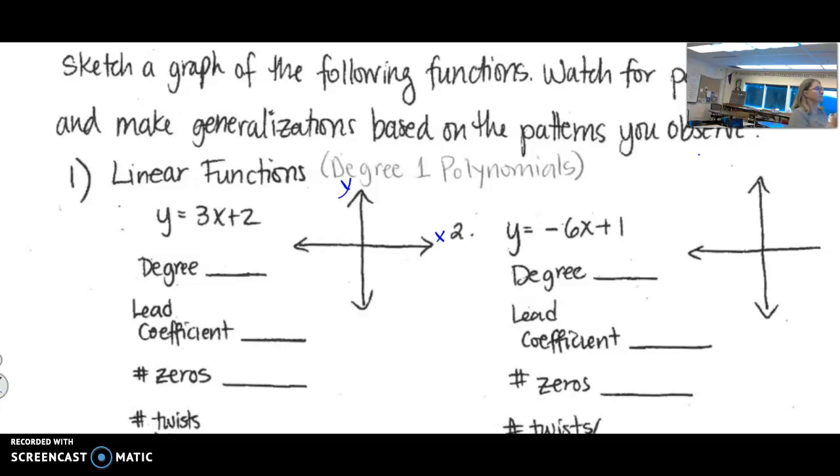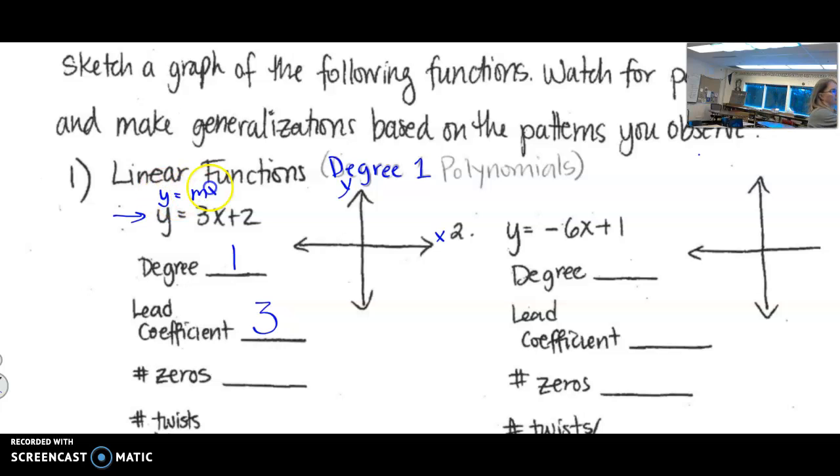So this first function right here, y equals 3x plus 2, is linear. Linear functions are going to be degree 1. So a degree 1 polynomial is called linear. And that's because the highest exponent you see there on the x is a 1. All right, so the degree is 1. The lead coefficient is 3. These are the main things you want to pay attention to. And before I can tell you the number of zeros, let's graph this.